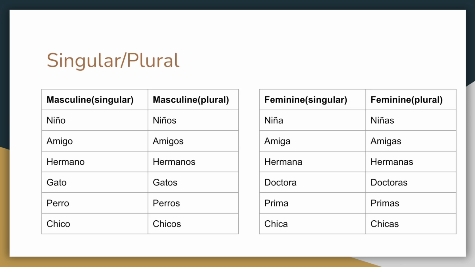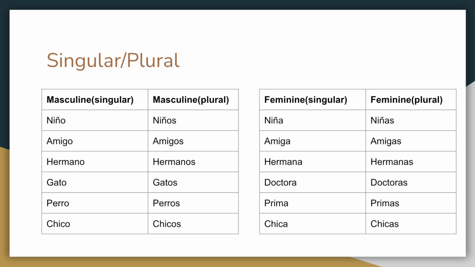Now we're going to add singular and plural into the gender. So now we have 4 groups instead of 2 groups. And this is the version we always use. We first started off with masculine and feminine. Now we have masculine singular and masculine plural, and we have feminine singular and feminine plural.